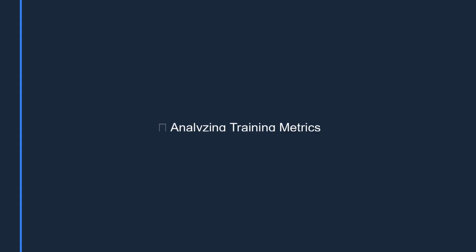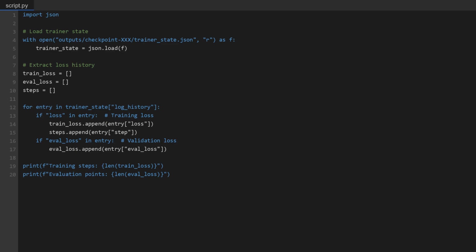Analyzing training metrics. Your trainer saved a trainer_state.json file inside every checkpoint directory. That file contains the full log history, every loss value recorded during training. This code opens that file, walks through the log entries, and splits them into two lists: training loss values keyed on step count, and evaluation loss values keyed on the steps where validation ran. The final print tells you how many data points you have for each.